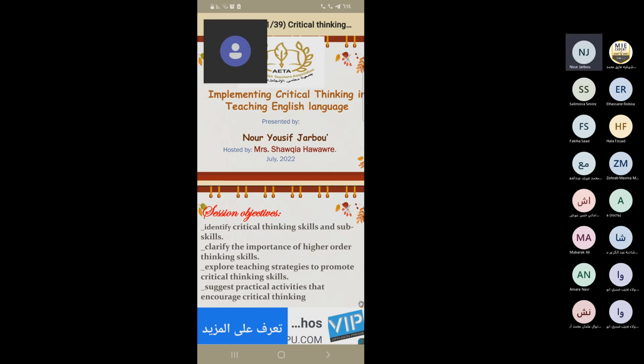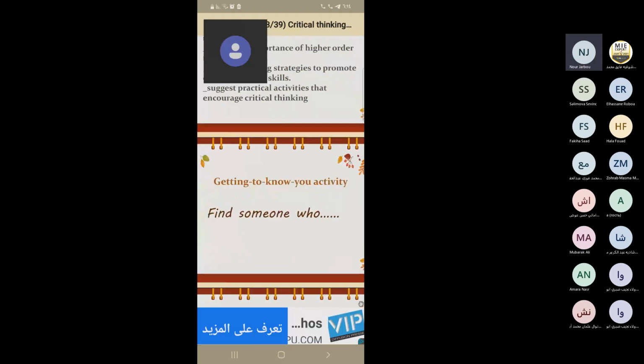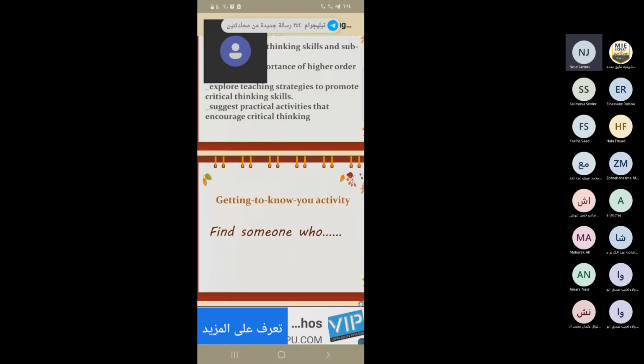Our session objectives: we're going to identify critical thinking skills and sub-skills, clarify the importance of higher order thinking skills, explore teaching strategies to promote critical thinking skills, and finally suggest some practical activities that encourage critical thinking. And I wish from all of you to participate and to have an active session.